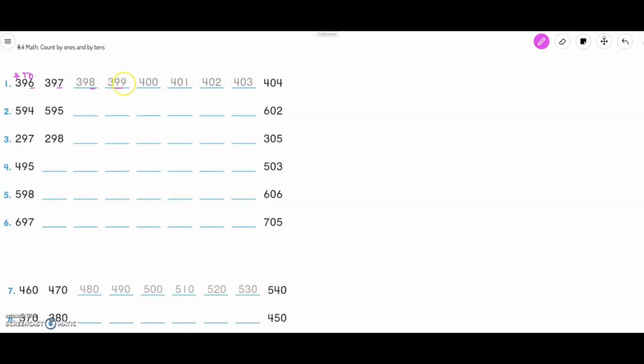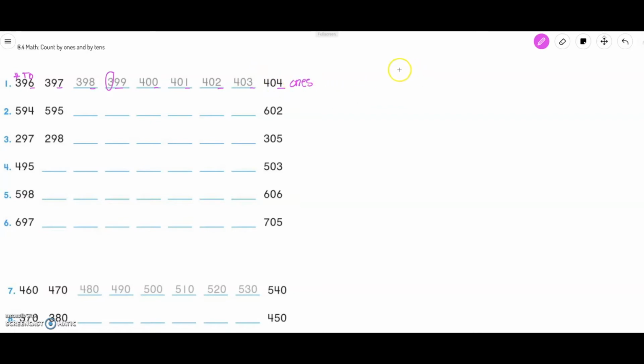But after 399, I don't say 310, right? After 99, if you were to even just not look at this 3, 99 switches to 100. So if I'm here at 3, then I need to go up and make my next 100. So 399, 400. And then I'm still only looking at my ones place value. This one's going up by ones. So 400, 401, 402, 403, 404. So this one is going up by ones.